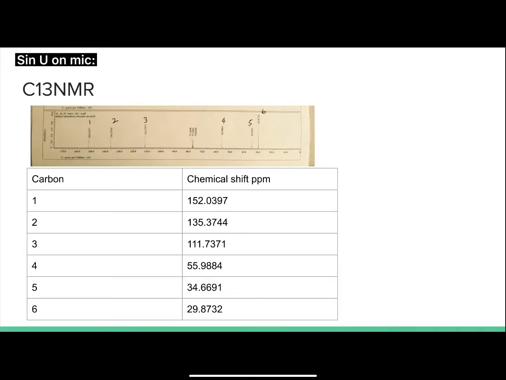Looking at the C13 NMR, there are 6 peaks in total. Carbon 1 has a chemical shift of 152 ppm. Carbon 2 has a chemical shift of 135 ppm. Carbon 3 has a chemical shift of 111 ppm. Carbon 4 has a chemical shift of 55.9 ppm. Carbon 5 has a chemical shift of 34.7 ppm, and carbon 6 has a chemical shift of 29.9 ppm.